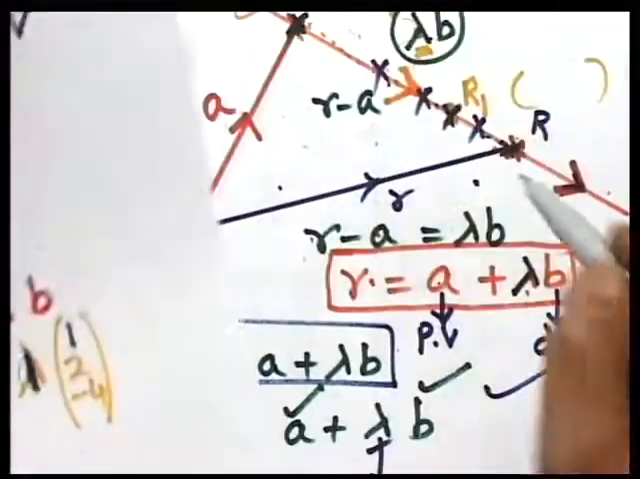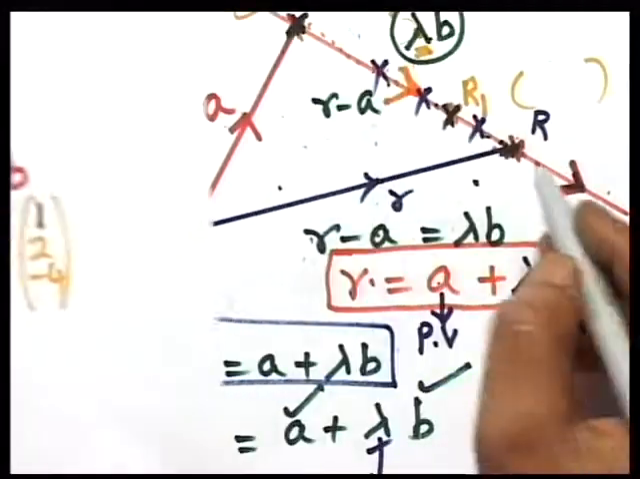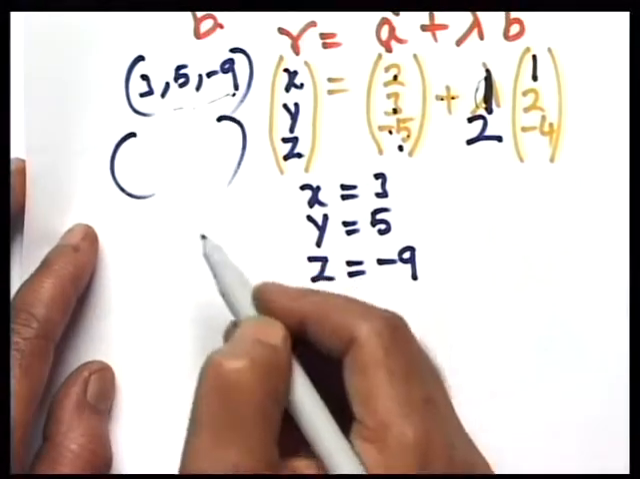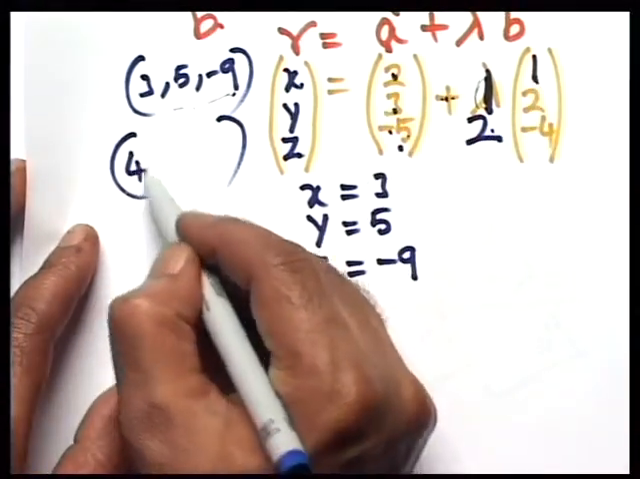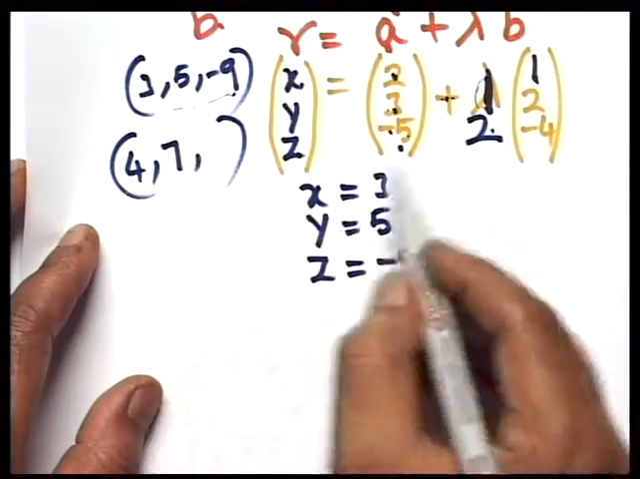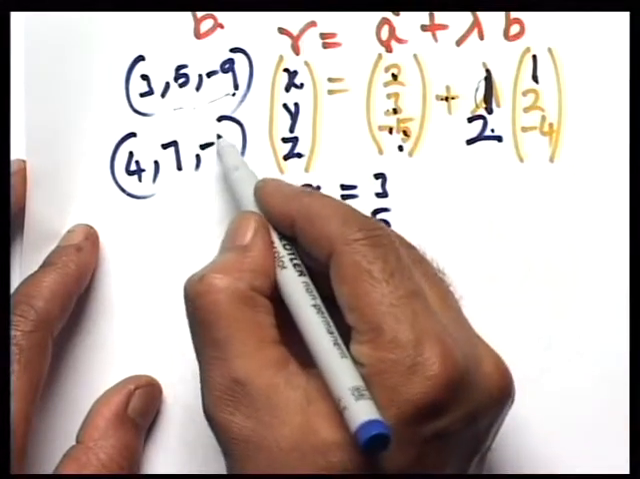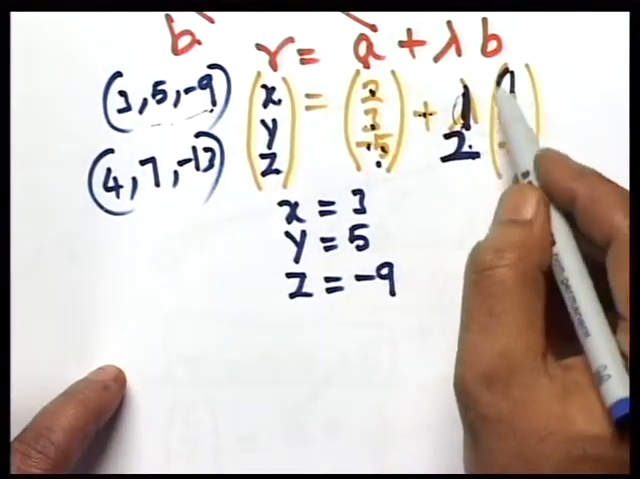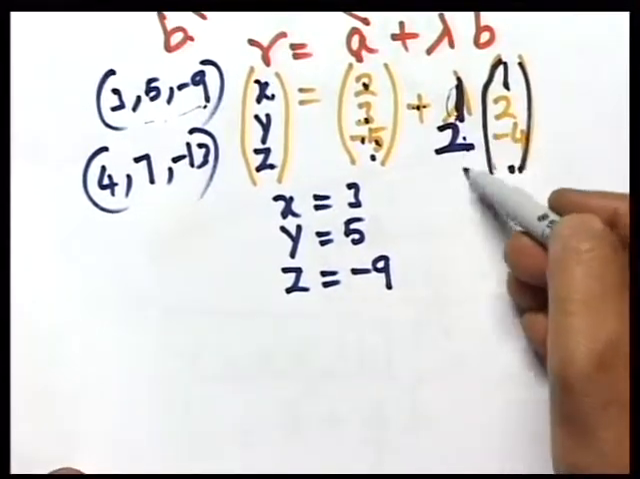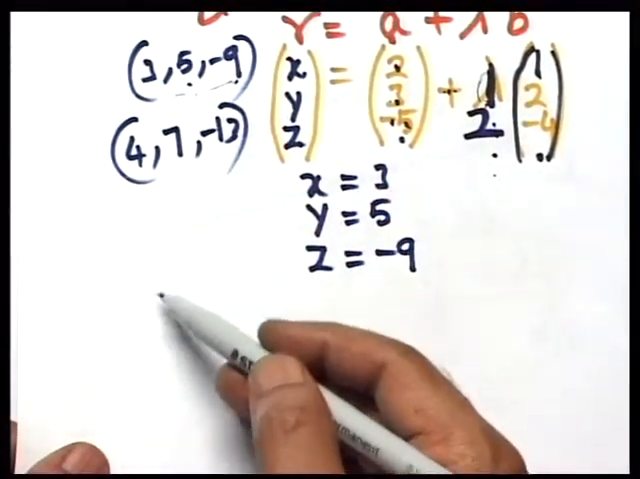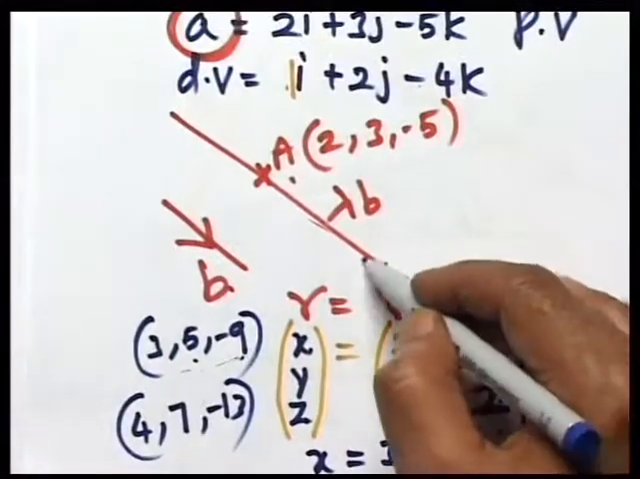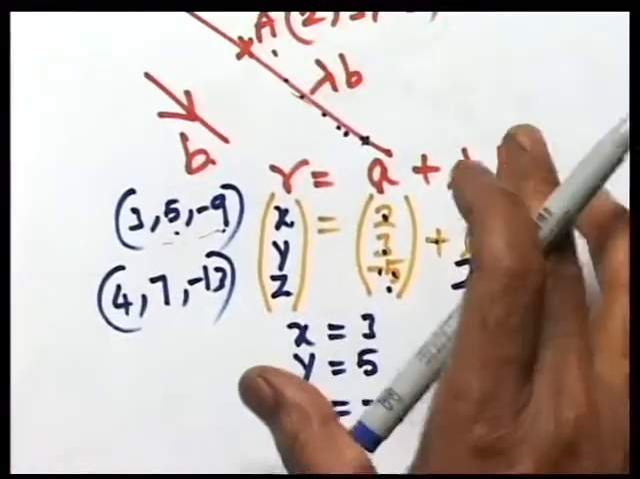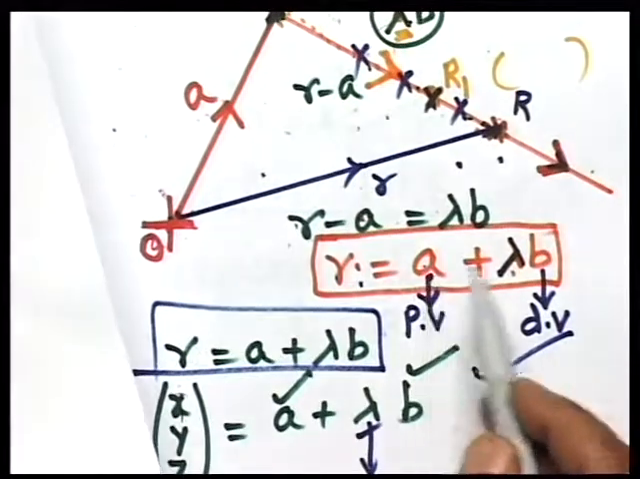So R is that point. What happens if lambda becomes 2? Now the point changes. So it's 2 plus 2 times 1, that's 4, and 3 plus 4, 7, and then we have minus 5 and minus 8, minus 13. So what happened? It's twice that direction vector. So as lambda changes, we get all the points on that line, right? All the infinite points, as we have an infinite number of values for lambda. So that's the concept of R equals A plus lambda B.